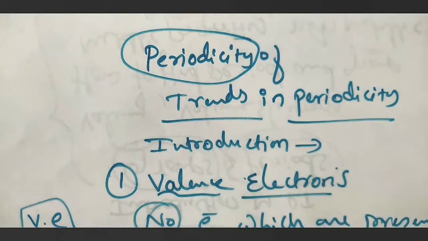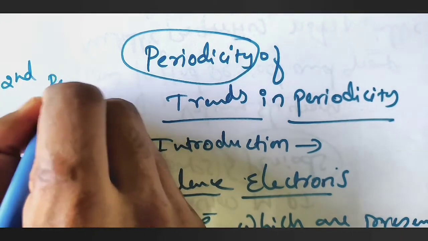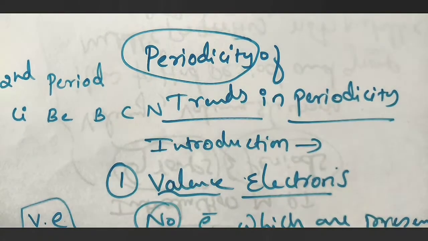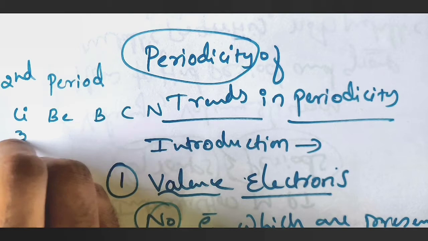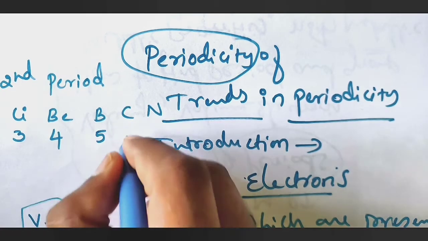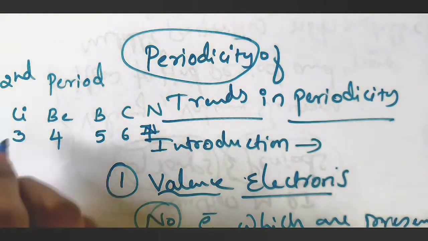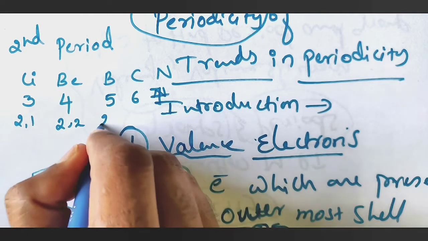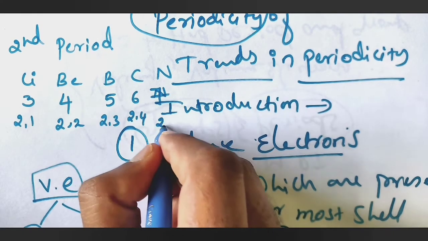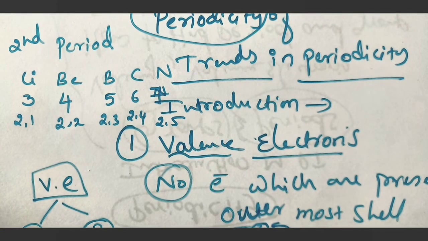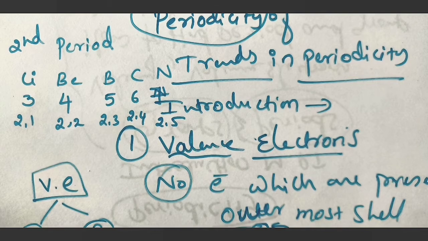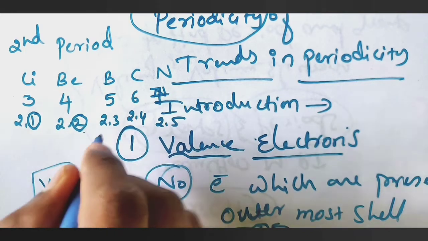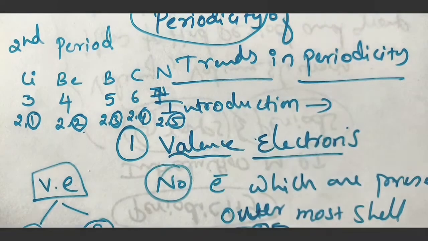You can take many examples for this. If you take the second period elements: lithium, beryllium, boron, carbon, nitrogen, oxygen, fluorine, neon. What is the atomic number of lithium? 3, beryllium 4, boron 5, carbon 6, nitrogen 7. Clear? You can write the electronic configuration of lithium as 2, 1, beryllium 2, 2, boron 2, 3, carbon 2, 4, and nitrogen 2, 5. We discussed these in our previous video, and also studied in the 9th standard how to write the electronic configuration. So see here, this is the valence shell electron: here 1, here 2, here 3, here 4, here 5, and so on.